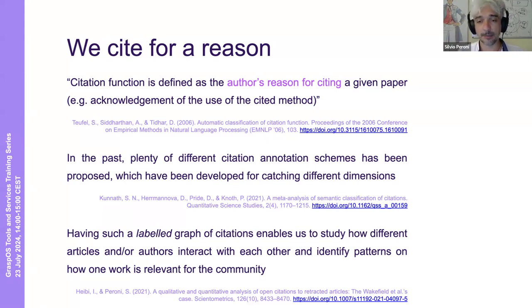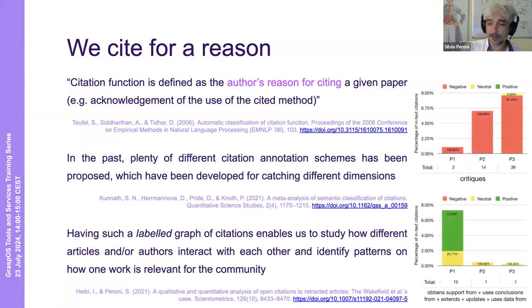It happens a lot of times that at the very beginning, maybe I'm just reusing in my own work the conclusion that comes from a specific article. And maybe in time, the conclusions are not valid anymore, but I start to reuse the method introduced there for doing additional research and so on. Just to make a very simple example, we have done these kinds of studies in specific works where we have analyzed how the way of citing a paper that has been retracted may change in time.